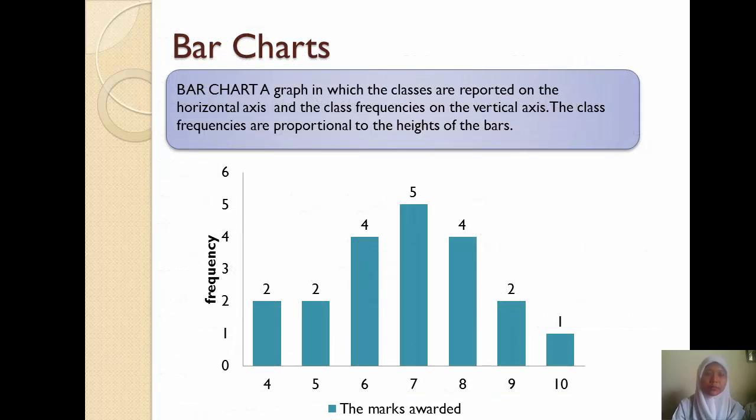Bar chart. A bar chart is a graph in which the classes are reported on the horizontal axis and the class frequencies on the vertical axis. The class frequencies are proportional to the heights of the bars. Like this.